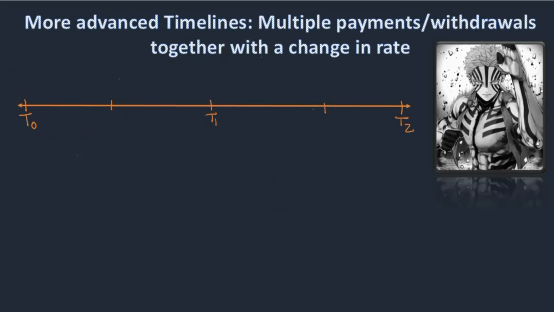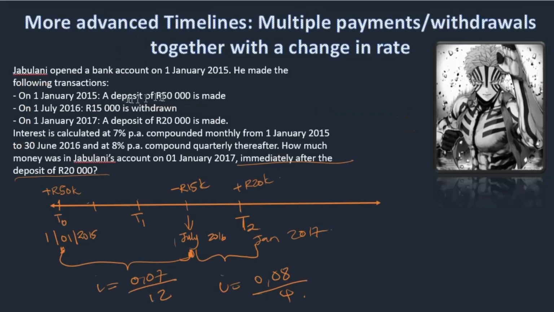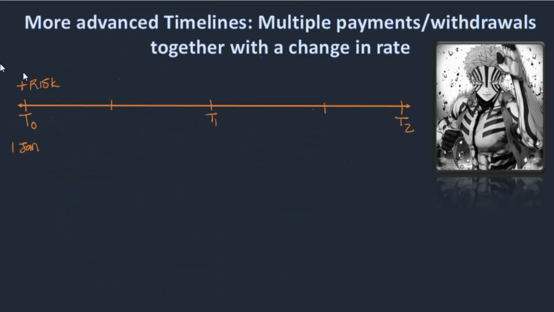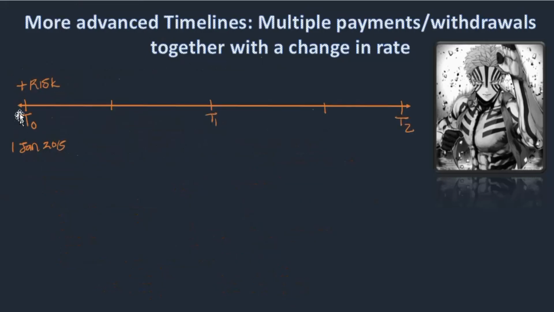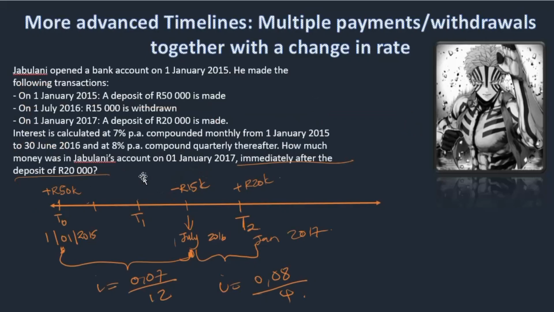So here, I'm going to put 15K deposit. Right? And this was 1 January 2015. What else happened? I said on 1 July 2016, 15,000 is being withdrawn. So 6 months, 6 months, 6 months, July 2016. Yes, 15,000 is being withdrawn here.